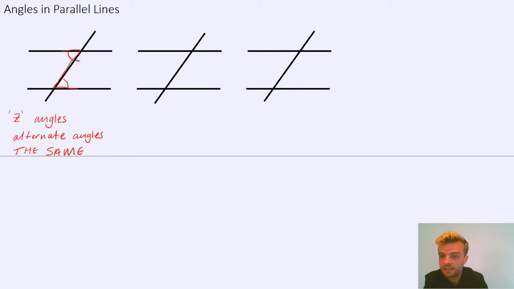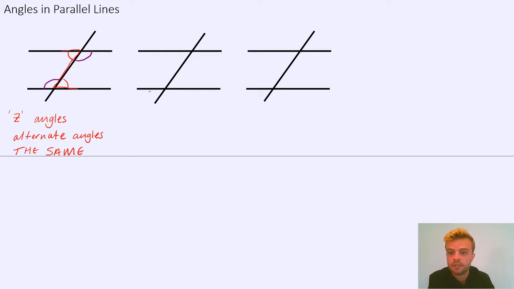Quick thing though, sometimes they don't look like a Z. So this angle here is an alternate angle with this one down here. So they're kind of a Z, but it's more like a stretched out Z rather than a proper looking Z. So that's the first rule. Alternate angles, they're on alternate sides of the line that crosses the parallel lines, and they are the same.